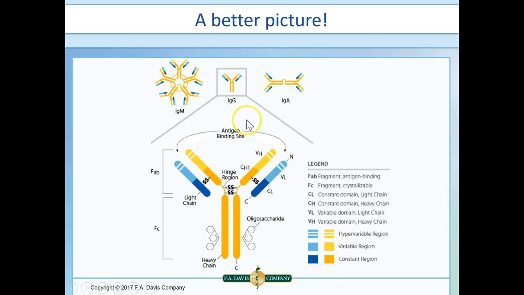Okay. Now, an IgA kind of looks like a crab walking through the sand. And IgM is very large. It's actually got 5 immunoglobulins stuck together, held together by a J chain.